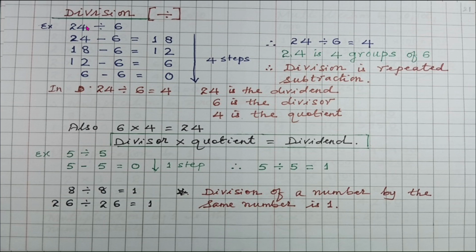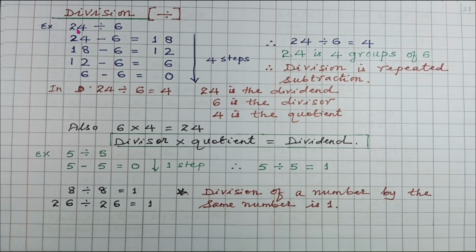That means when I subtract 6 four times from 24, I get the difference as 0, and therefore the division of 24 divided by 6 is 4. Now 24 is 4 groups of 6. Therefore division is repeated subtraction.